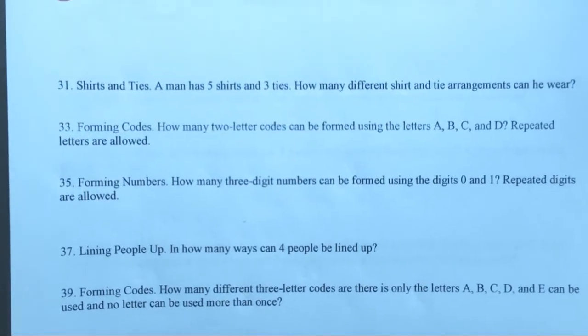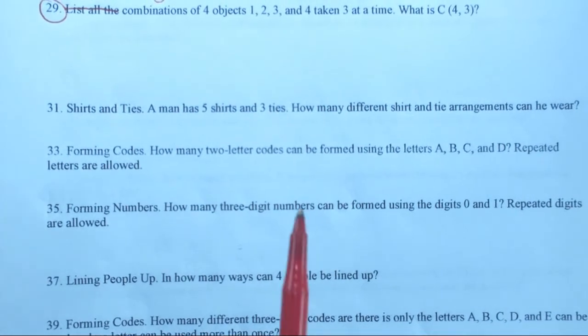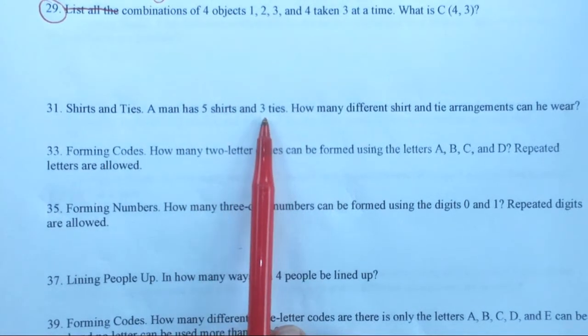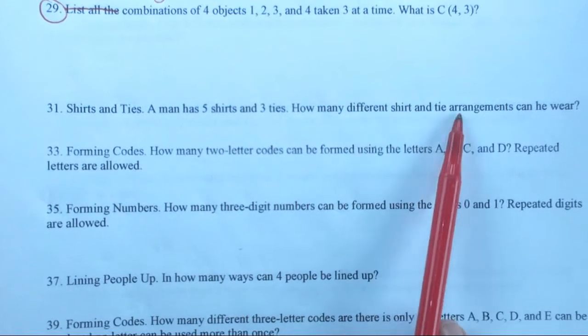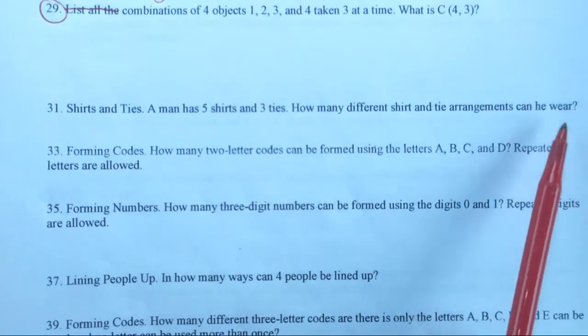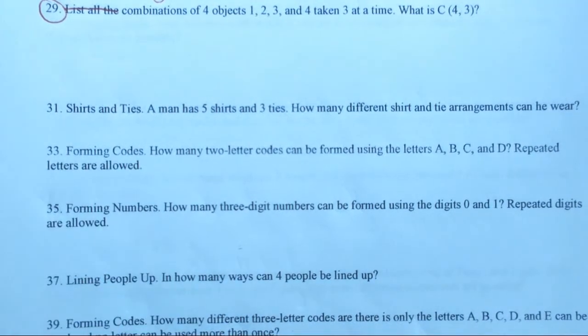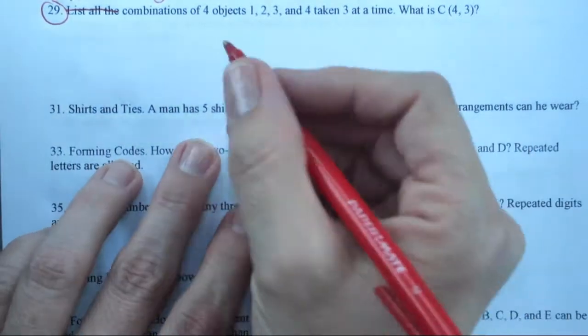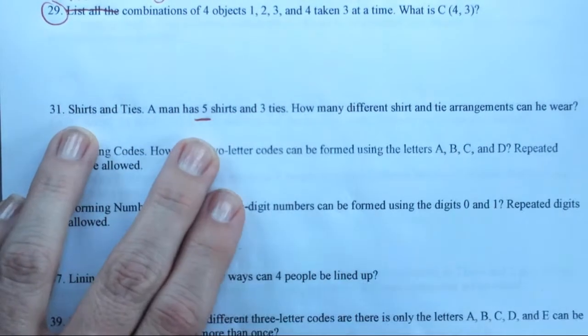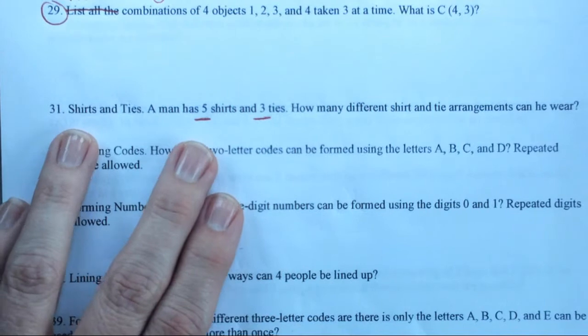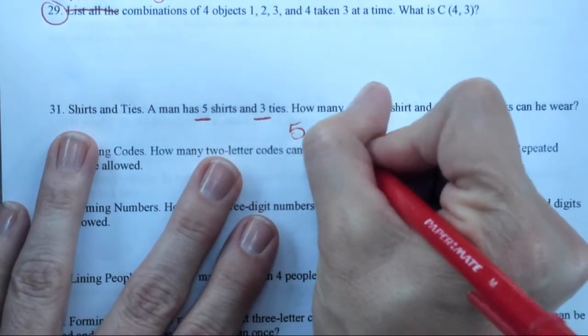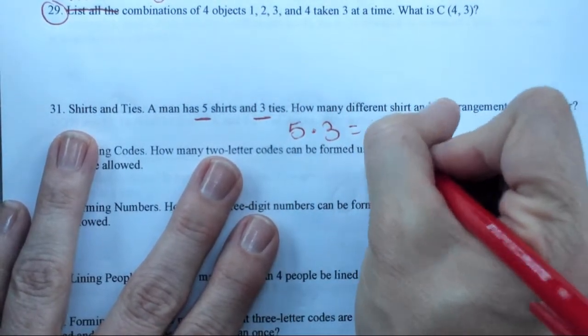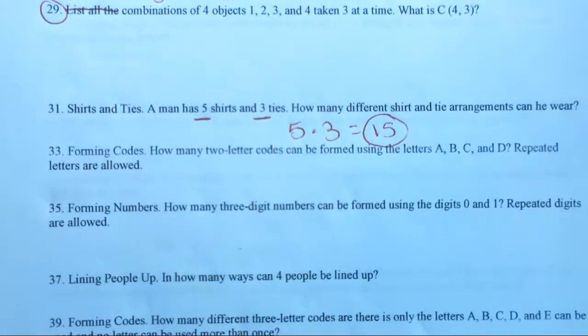All right, so now let's go look at 31. 31 says that shirts and ties problem. A man has 5 shirts and 3 ties. How many different shirts and tie arrangements can he wear? So this is just that counting problem that we did at the very beginning, just like we did with the menu. So I'm just going to take the total possibilities we have here, the total possibilities we have here. So I have 5 shirts times 3 ties. I have 15 different arrangements that we could wear.